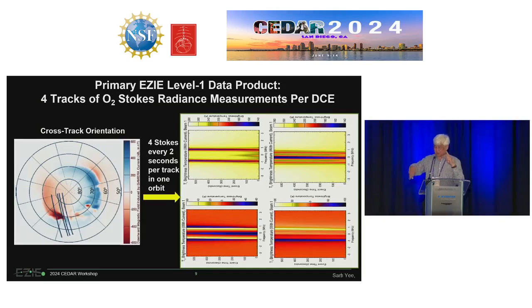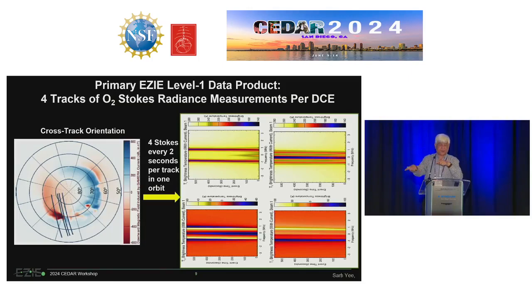The first one is rotated, sorry about that. On this axis, the vertical axis is the frequency, and the other one is the orbital track, about 9 minutes or so, and each sample is about 2 seconds. You can see the line actually split into about 3 lines. The center line is the non-shifted line. The level 1 product is the brightness temperature of the 4 Stokes.